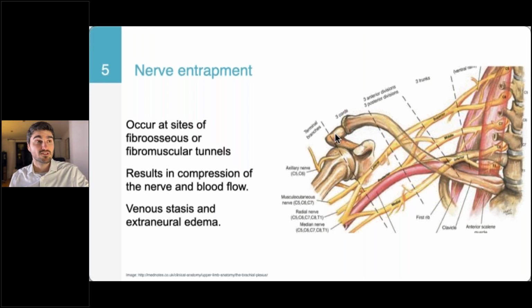Or we can come further out, and you can't see it here, but if we look at where the pec minor would attach, it's going to go from the ribs to that coracoid process. Again, the brachial plexus, C8, T1, that medial branch is going to go down underneath pec minor. So we can get that compression there too.